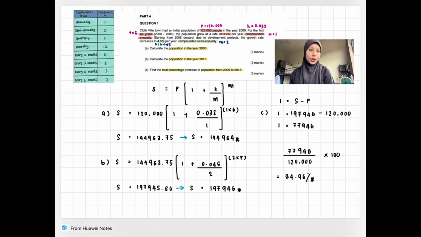Question 1B. For this question, they ask to calculate the population in the year 2030. So for this, we use the exact same formula as question 1A. Then fill the numbers into the formula and calculate directly by calculator, we get the answer 197,945.60. And when we round off, we get the final answer 197,946.